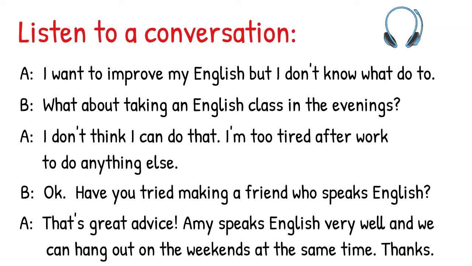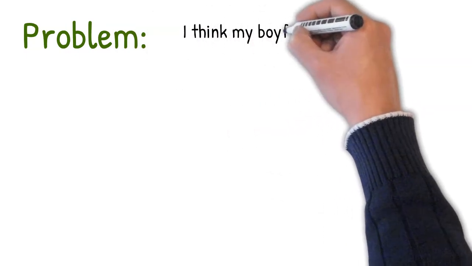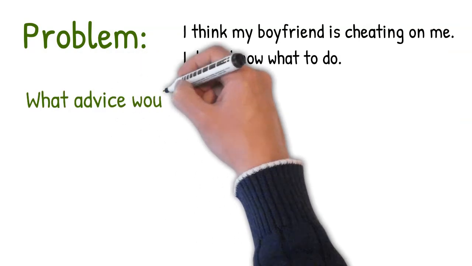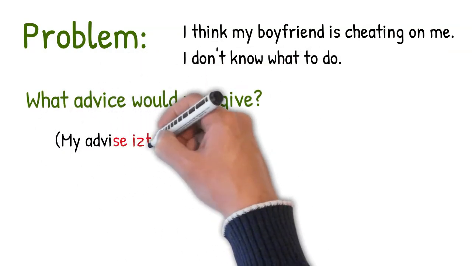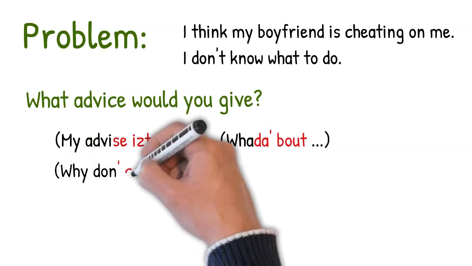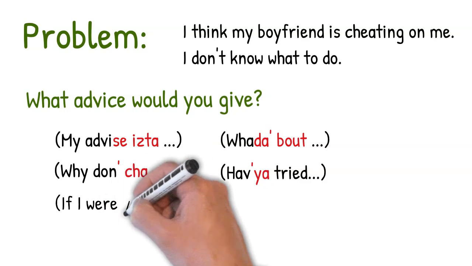Thanks. So you can see I had to give two pieces of advice because he rejected my first piece and accepted the second. Now, your turn. I will introduce one more problem. I think my boyfriend is cheating on me. I don't know what to do. What advice would you give me? Use one of these advice language functions and leave a comment below if you're interested in actually writing it.